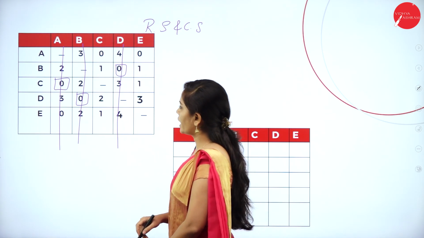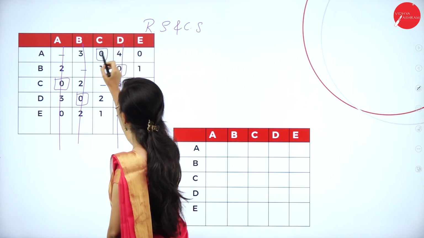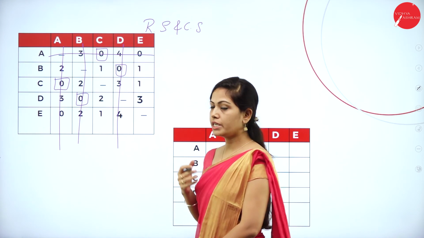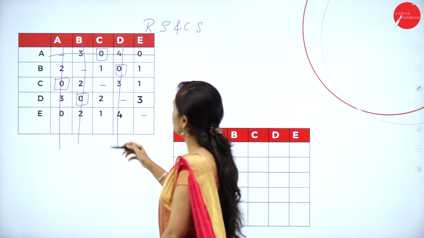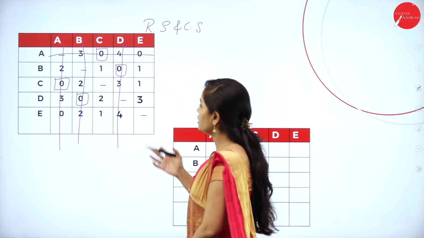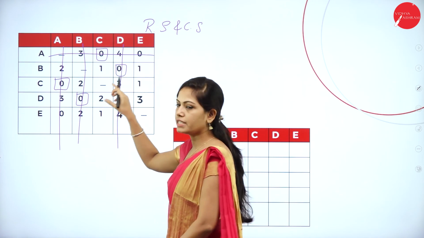And in column scanning, in the first column, no zeros. In the third column, I have 1 zero. Put a horizontal line. Now you can cross verify whether it is satisfying the optimality condition or not. 1, 2, 3, 4. But it is not satisfying the optimality condition. Now, among these undeleted cell values, the least value is 1.